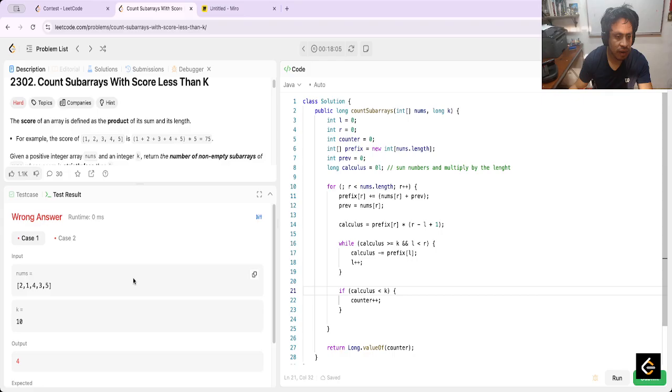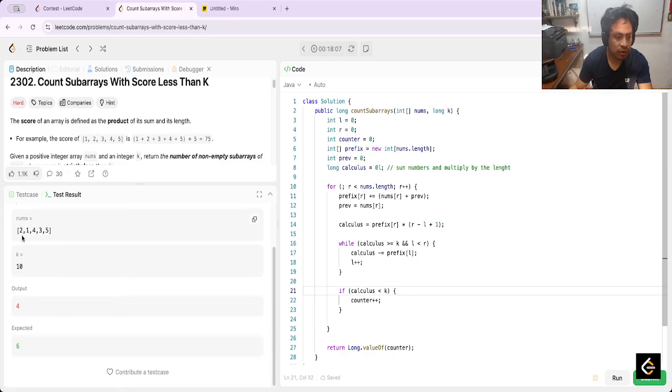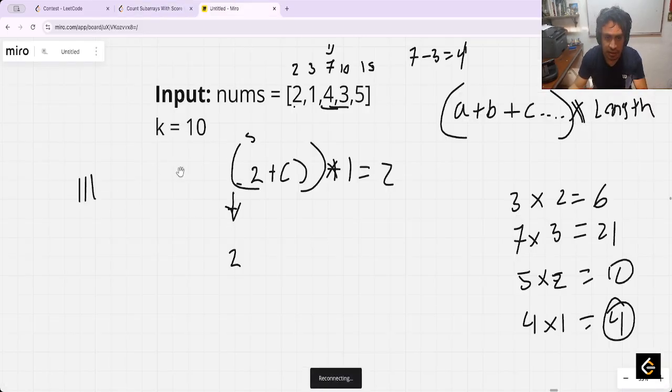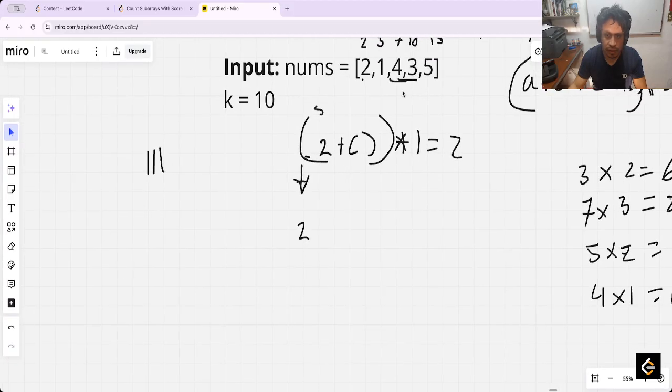Why return 4? I think that is for the last one, because it reaches the last. Let me check here.